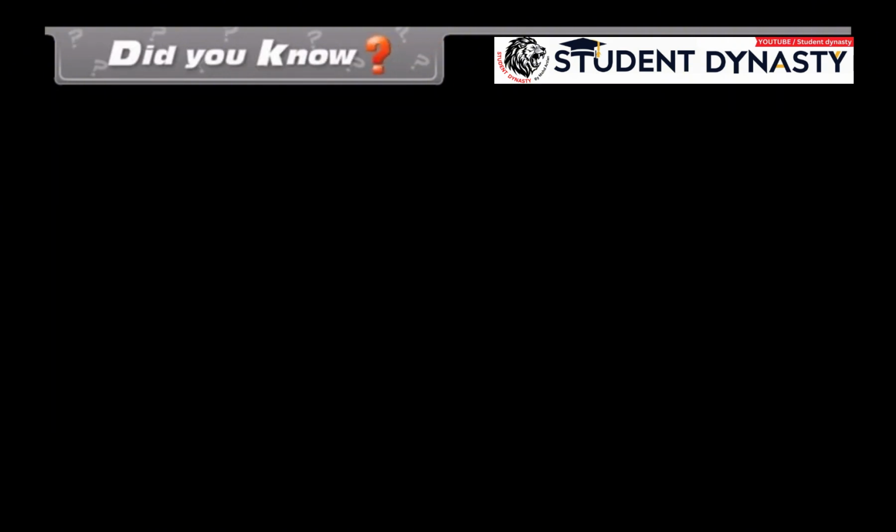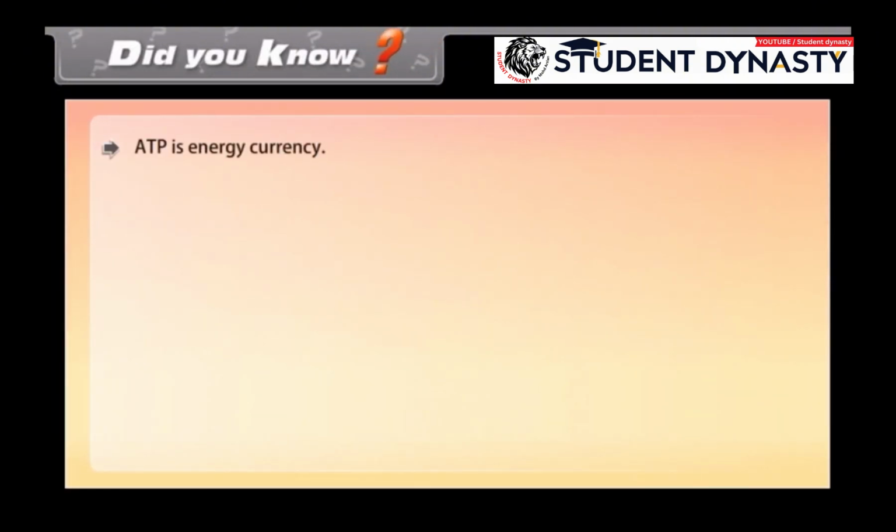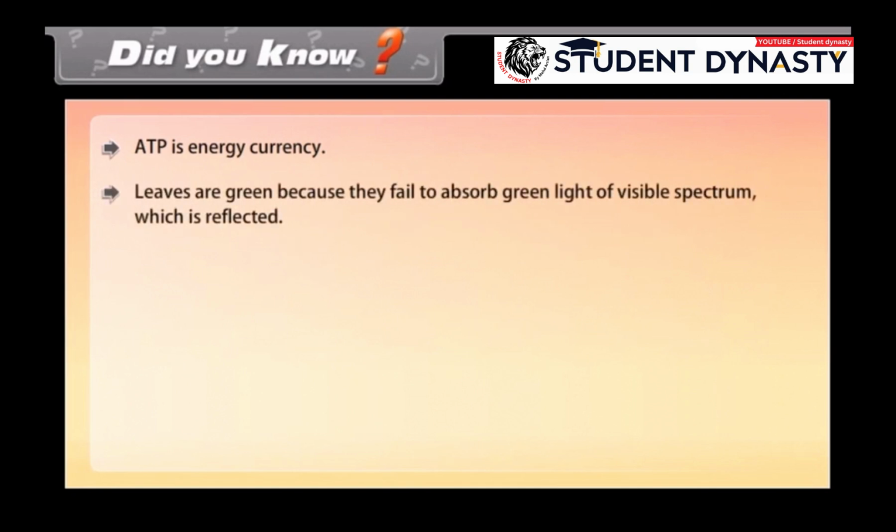Did you know ATP is the energy currency? Leaves are green because they fail to absorb green light of the visible spectrum, which is reflected. Blue and red light are best for photosynthesis.